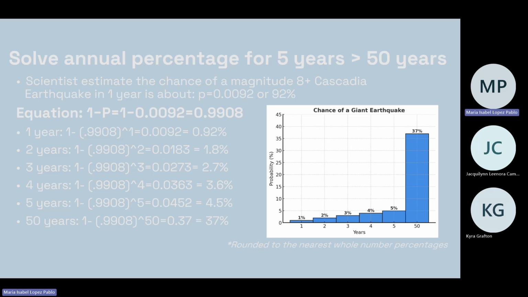We did go ahead and round these up, so we were able to graph it. And if you go over to the 2 years, it's a 2%. We did that so on and so forth for the 3rd year, which would be the 2.7%. 4th year is 3.6. 5th year is 4.5. And then down to the bottom one, we can see that it is a 37% for the 50th year.